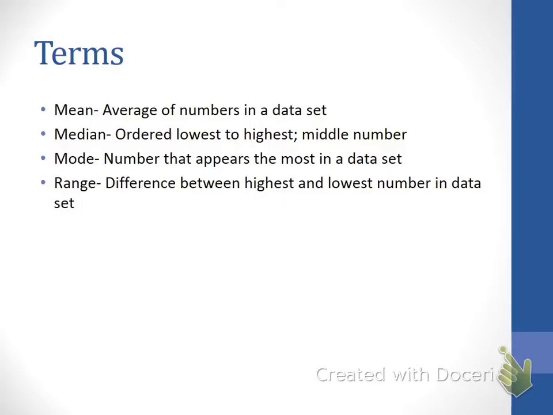So you need to know some terms and definitions. You need to write each one of these down. Mean is the average of the numbers. Median, we have to put them in order from least to greatest, and then we find the middle number. The mode is the number that appears the most, and the range is the difference between the highest and lowest number in a data set. So go ahead and write down these terms and definitions, and then we'll practice.